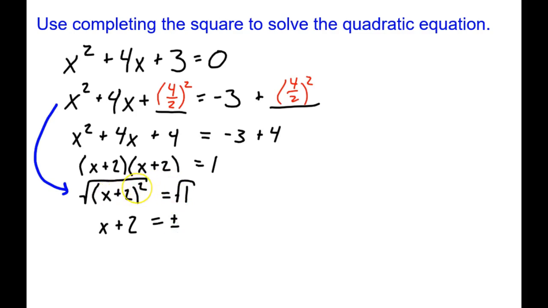Anytime we have an x squared and we're taking that square root, we have to always account for the positive and the negative, and then the square root of 1 is 1. This positive and negative part tends to be a little confusing. We'll go through that more in depth during class. Now the last thing we need to do to get x by itself is subtract 2 to the other side. So we have x equals negative 2 plus or minus 1.